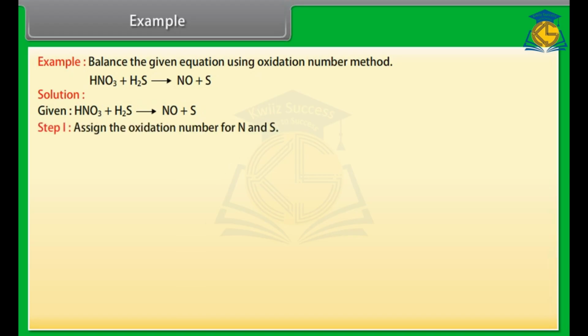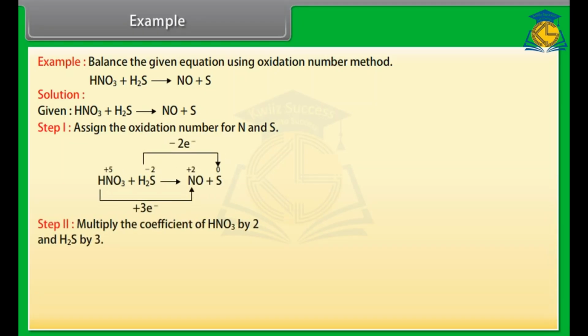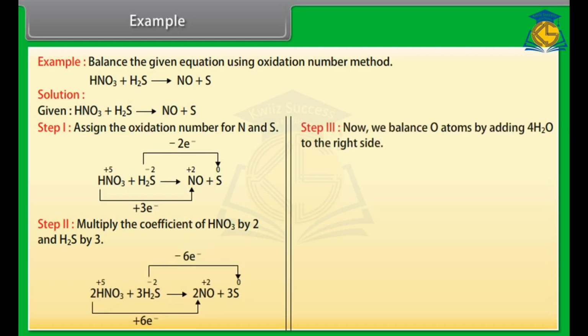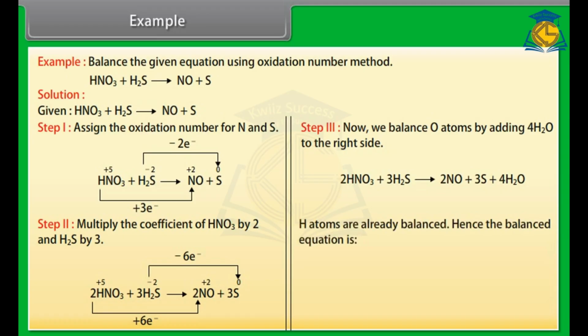Step 1. Firstly, we assign the oxidation number of N and S. Step 2. Now multiply the coefficient of HNO3 by 2 and H2S by 3. Step 3. Now we balance O atoms by adding 4H2O to the right side. H atoms are already balanced, hence the balanced equation is 2HNO3 plus 3H2S gives rise to 2NO plus 3S plus 4H2O.